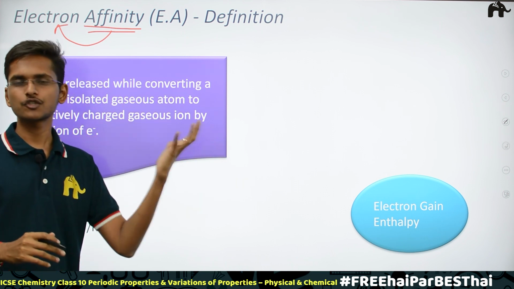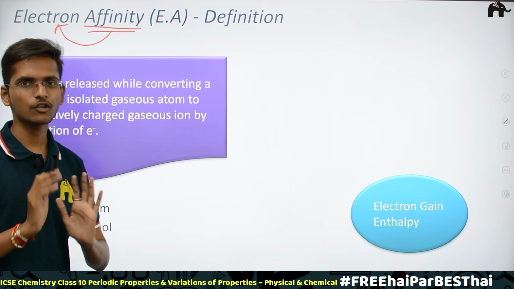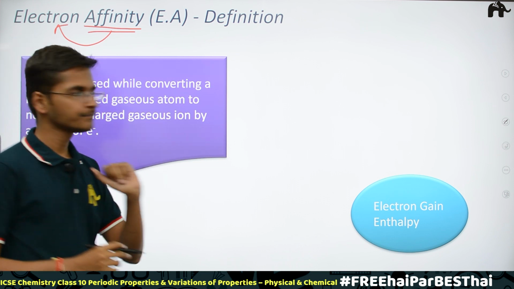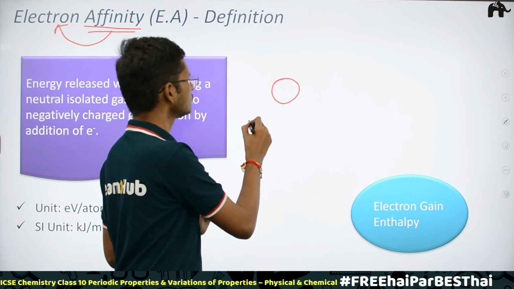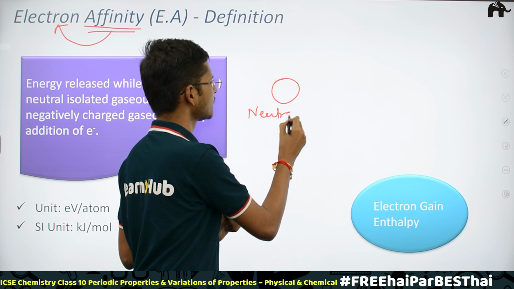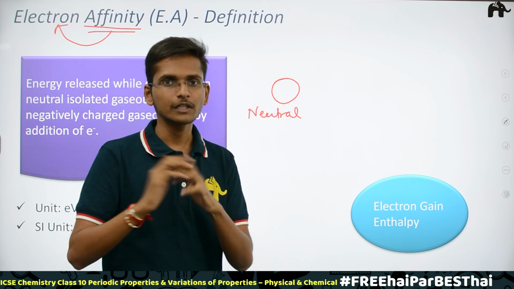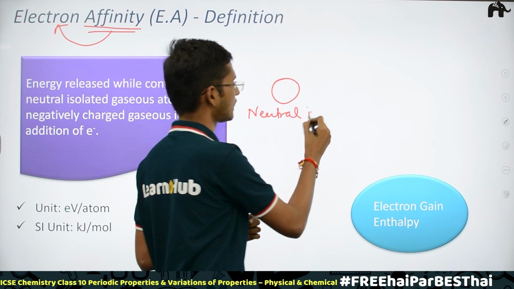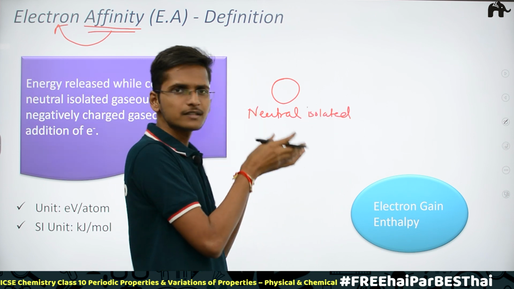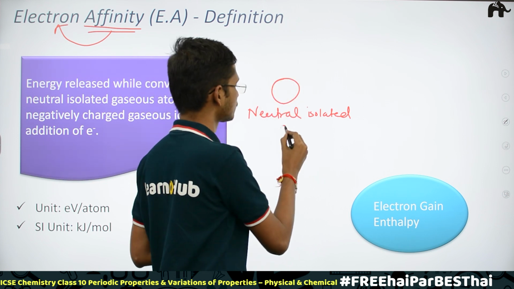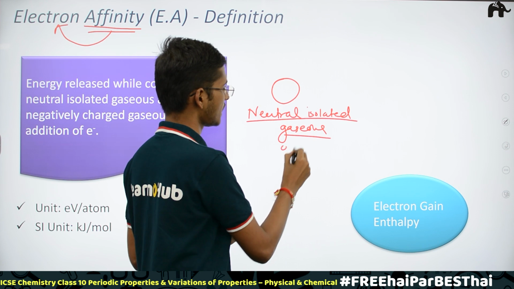So we are going to see a story. At the end of the story, you would definitely remember what electron affinity is, and also its definition. I have taken an atom here. We know atoms are neutral, and I have isolated this atom from all other atoms. Then I have converted it, whatever state it is in, into the gaseous state. So it becomes a neutral isolated gaseous atom.